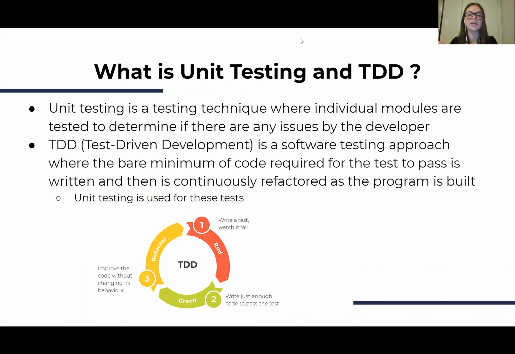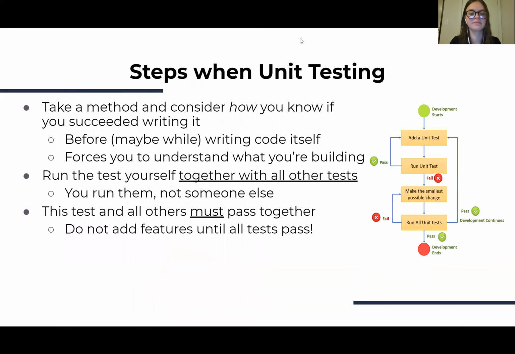And if it fails, you update the test to make sure that it keeps working with the way that the class has been refactored, and then you do that until it passes, and then you go back, and it's this repetitive cycle until you get your program where you want it to be. And unit testing is used for these tests usually.